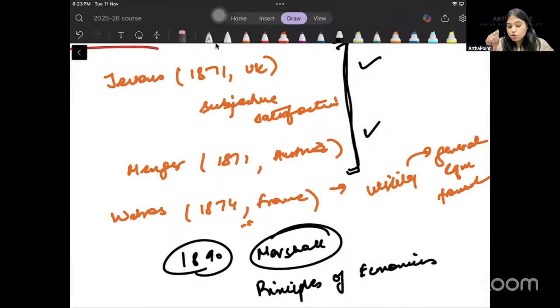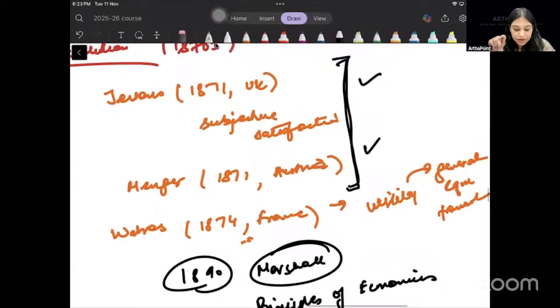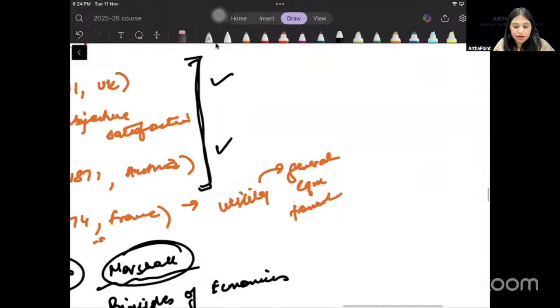Okay. So sometimes what will happen is you will be given match the following. Now in some match the following questions you will be given Jevons. Sometimes you will be given Menger. Sometimes you will be given Marshall. I know many of you will come to me.